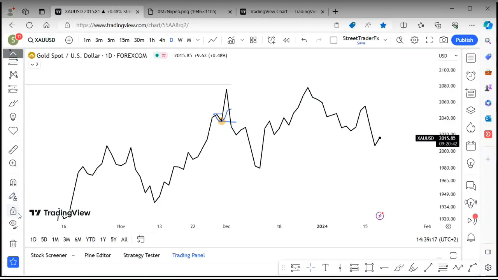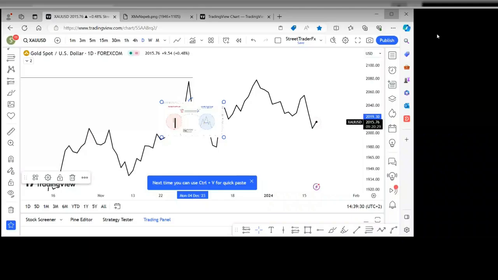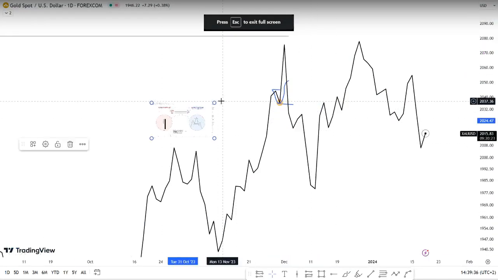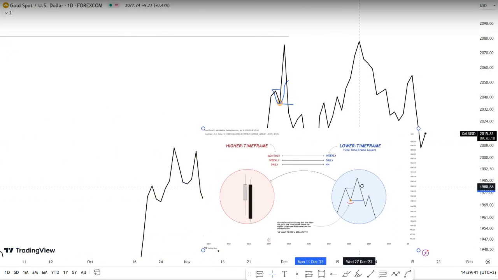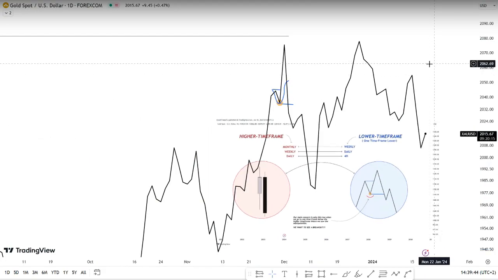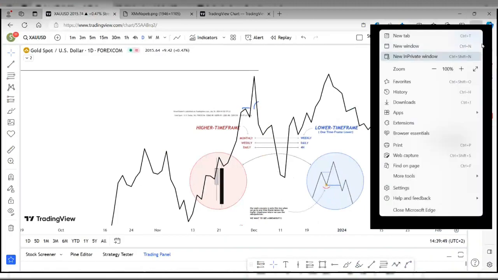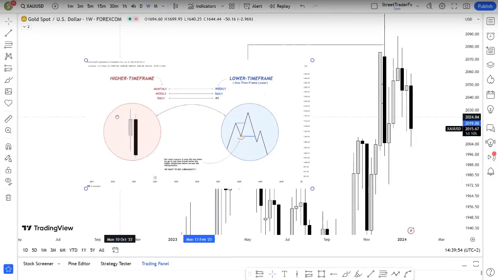Should be in by now. The only reason why I'm bringing it up here is for you to see that these things are similar. So let's go back to the weekly and use the candles here.